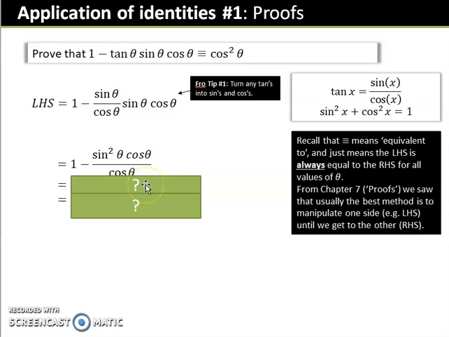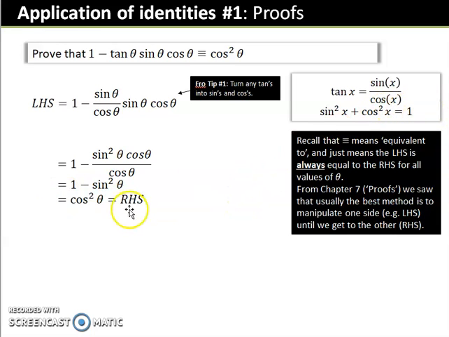Then you would divide by cos, top and bottom, leaving you that, which you can either change the sine squared to say sine squared is 1 minus cos squared, or you can recognise that cos squared is 1 minus sine squared. And you say, okay, well that's cos squared, which is the right hand side, and that's the whole proof done, which is great, obviously.